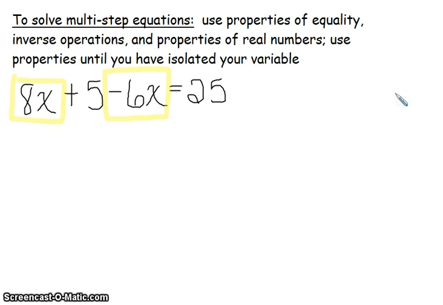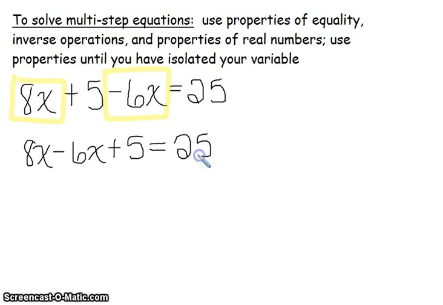What I can use is a property of real numbers. Hopefully you're thinking about what property this is. We're talking about the commutative property, which means we can change the order of our terms. So I could make this 8x minus 6x plus 5 equals 25, making sure I carried the signs with the number that it's in front of. And so then you can see you've got your like terms here side by side.